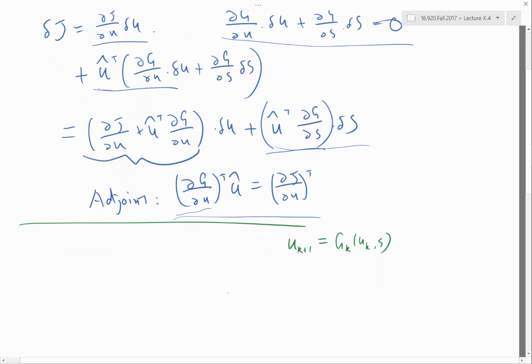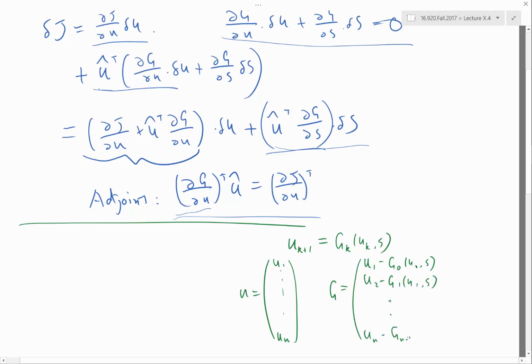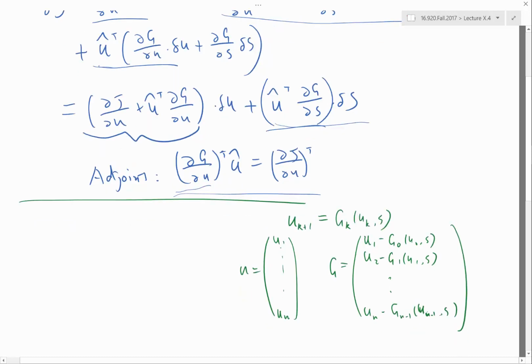We can simply write our big U as a collection of u1 to un, right? And my big G is just u1 minus g0 of u0 and s, and u2 minus g1 of u1 and s, etc., to un minus g_{n-1} of u_{n-1} and s. Right, so I can simply write it in such a way.